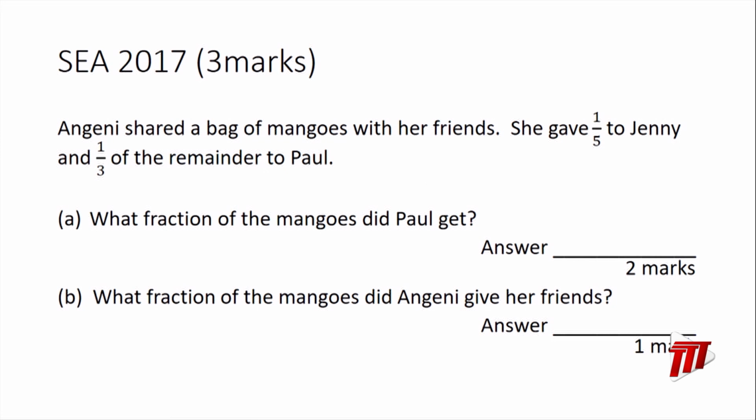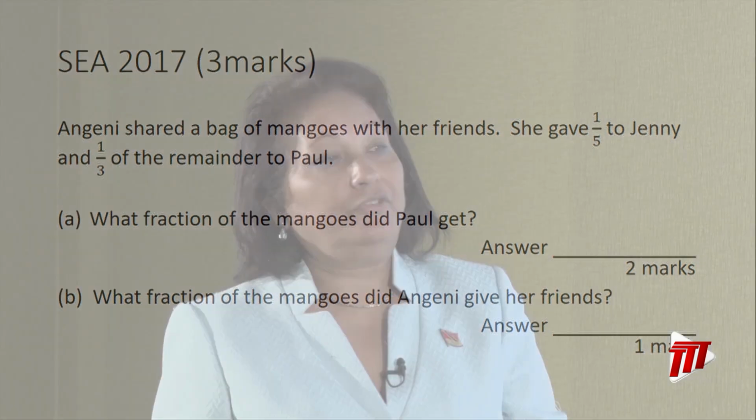What fraction of the mangoes did Anjani give her friends? So we know that she gave 1/5 to Jenny. We would have worked out how much Paul got. So we just needed to add those 2 fractions. So the answer from here, plus the 1/5 that she gave to Jenny, would give us this answer. So you have developed your plan. You have understood your question, and you have developed a plan, right? The fact that you're talking about what we have to find, what remained after she gave Jenny the 1/5, means that you understood the question.